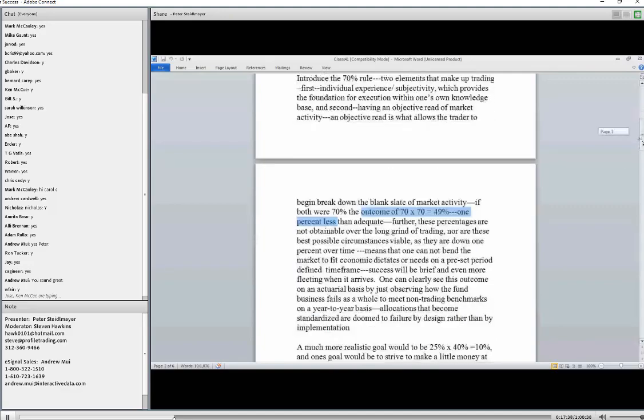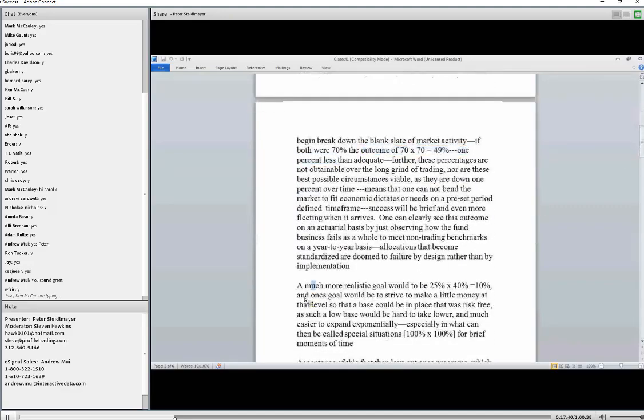A more realistic goal would be 25% effective in my subjective and individual experience, and 40% understanding how the market works. Multiplied, that comes out to 10%. So I have 10% working in the market. And what you have to do at this level is be able to make a little money under these circumstances of 10%.